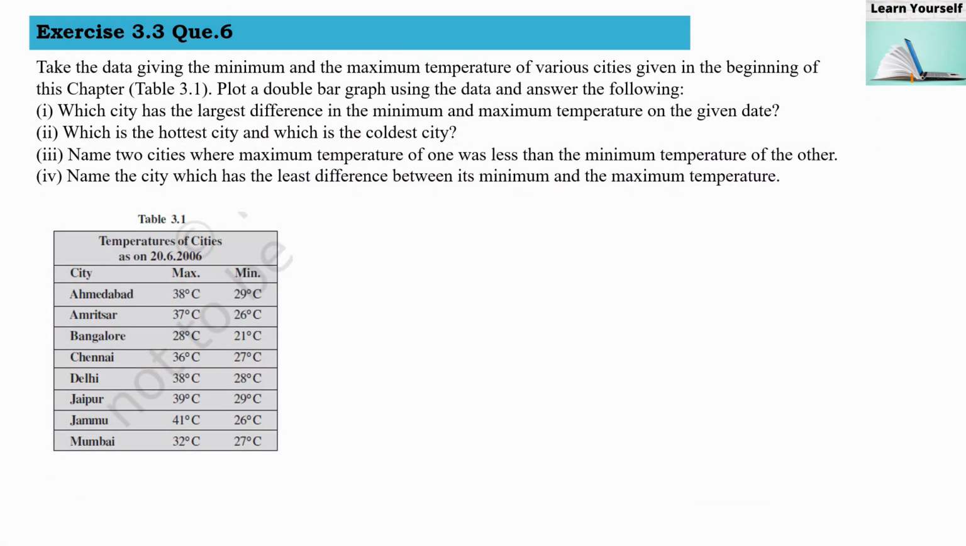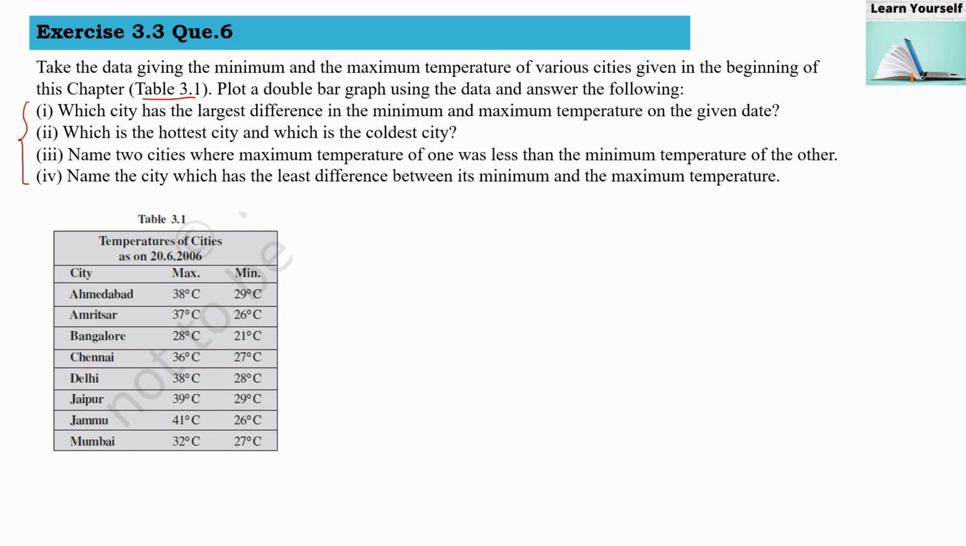Take the data giving the minimum and maximum temperature of various cities given in the beginning of the chapter. That is, we have to take table 3.1. Plot a double bar graph using the data and answer the following. All these questions we have to answer based on the bar graph.